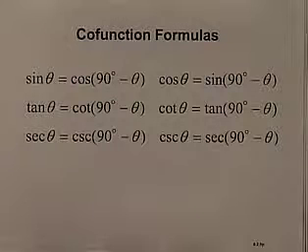The tangent of theta is equivalent to the cotangent of 90 degrees minus theta. The cotangent of theta is equal to the tangent of 90 degrees minus theta. The secant of theta is equal to the cosecant of the complementary angle, 90 degrees minus theta. And the cosecant of theta is equal to the secant of 90 degrees minus theta. Let's try an example where we're going to use these cofunctions.